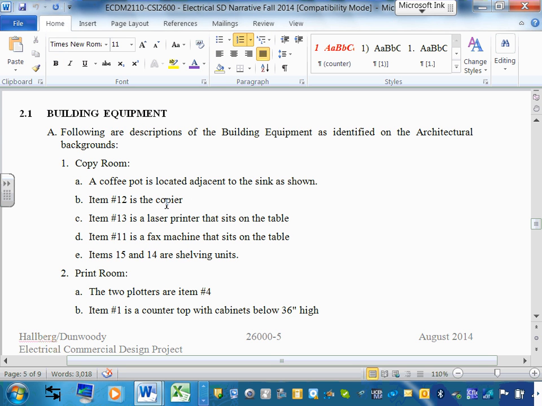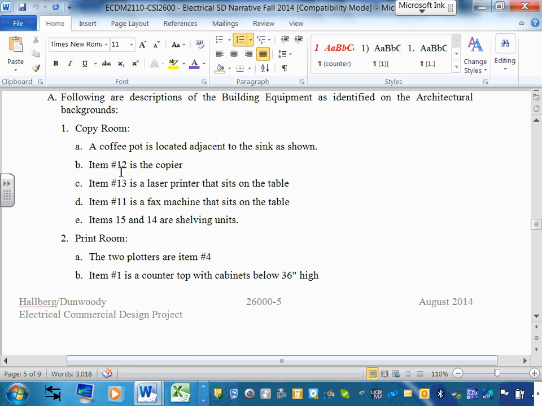Fax machine, copier. Absolutely. Look at this. Item number 12 is a copier. Item number 13 is a laser printer, fax machine. Items 15 and 12 are shelf units, so we don't power shelf units. They're just there. So you see a number, and do I need to worry about that number? No, don't worry, it's shelves. It identifies the numbers that you see on the blueprint that are coming from the architects.